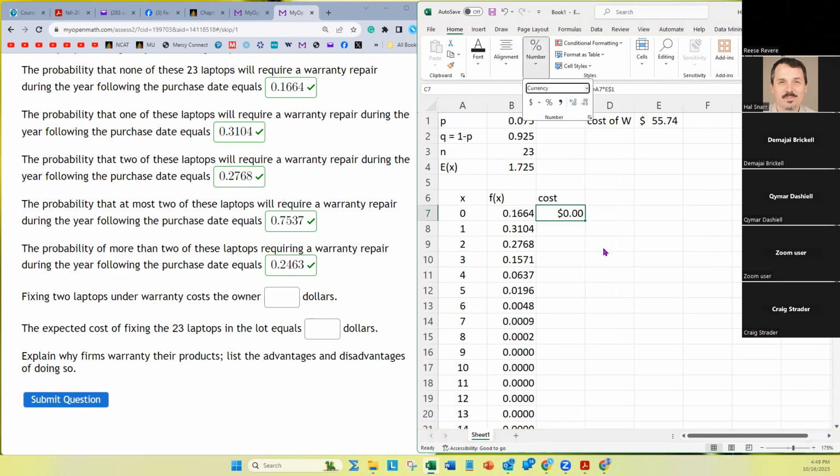I'll change it to currency. Okay, now what about if one of them comes back? Well, it cost me $55.74. If 2 of them come back for warranty work, that'll, whoops. Control Z is awesome. I'm going to grab the bottom right-hand corner. If two of them come back, I'm multiplying by 2, right? You see that? Multiplying by 2. If 3 of them come back, I'm multiplying that cost by 3. Everybody see that?